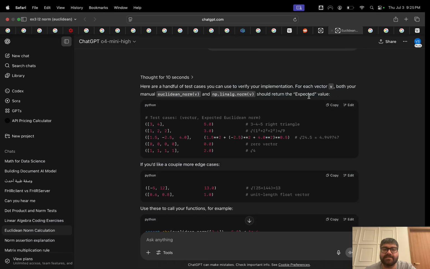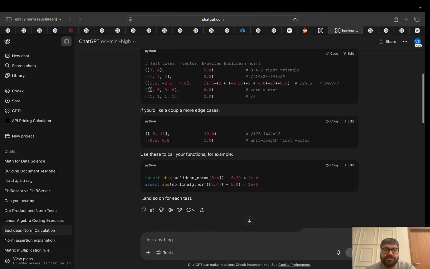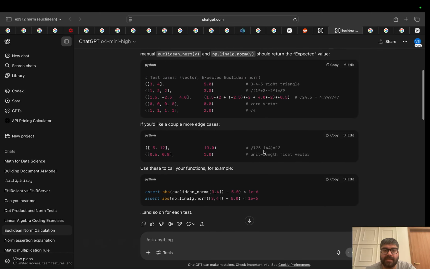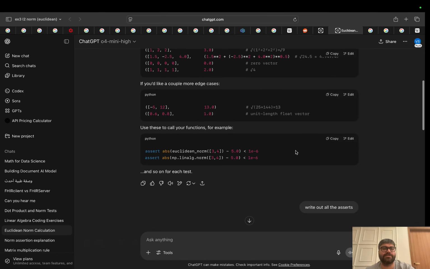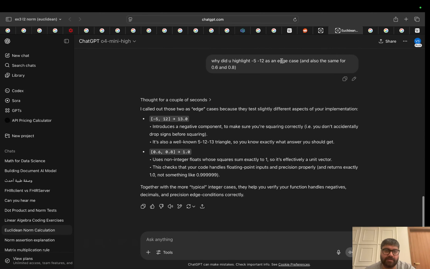Now, in one of the test cases, there was the 5, 12, 13 triangle, and it was marked as a special case. And I was like, huh? Why is 5, 12, 13 special? I asked it to write out all the asserts, and I asked it to highlight it. The 0.6, 0.8 it said was the unit vector, which I understood. Oh, okay, that makes sense. Then what about y is 5, 12, 13? It introduces a negative component, so okay, that makes sure you're squaring it correctly.